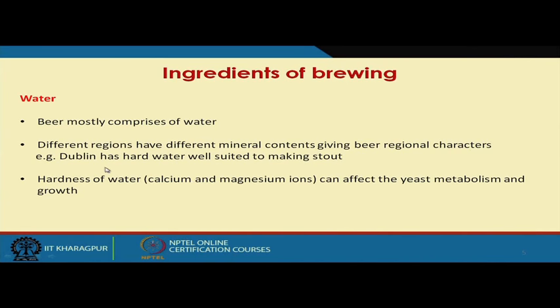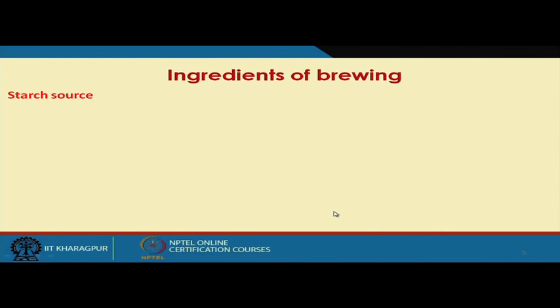Here we have taken the example of Dublin, as hard water is well suited for the making of stout, because they have observed it contains some kind of minerals which are useful for this particular process. The hardness of water, calcium and magnesium, can affect yeast metabolism and growth. That also you have to work out. The bicarbonate can affect the pH of the fermentation.